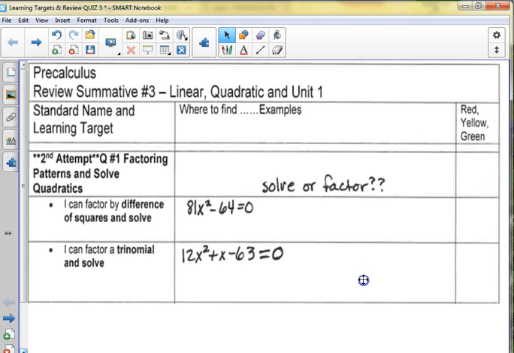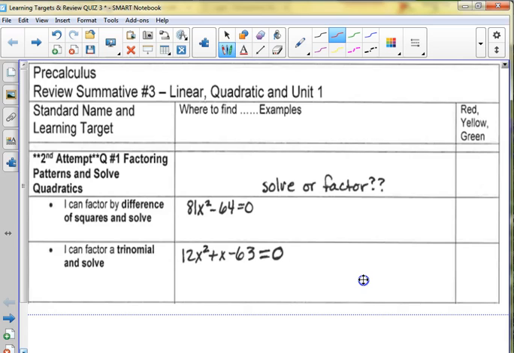Yeah, the first one is difference of squares, so it just factors what? Yeah, 9x plus 8, 9x minus 8, and then you would solve, because it says equal to 0. Everybody knows when to solve and when not to solve?